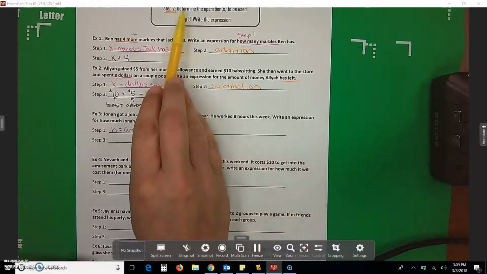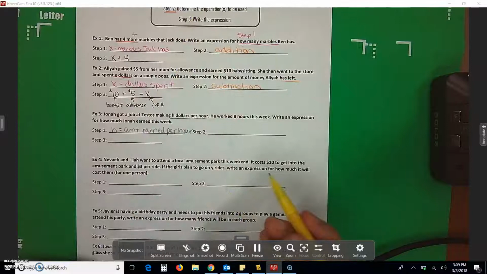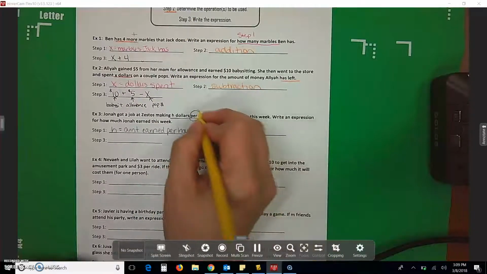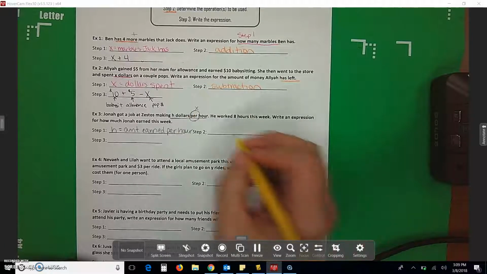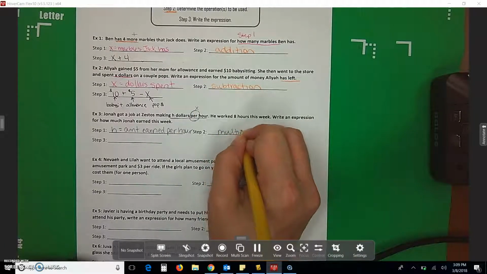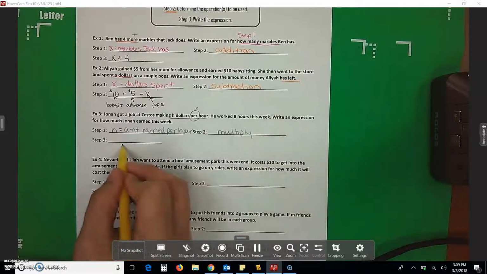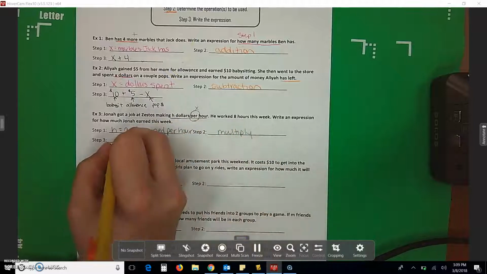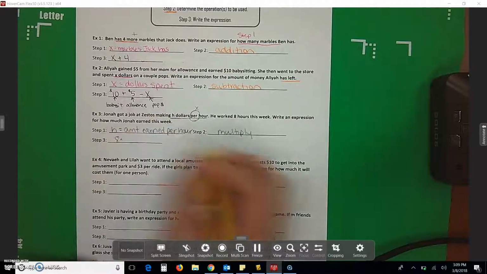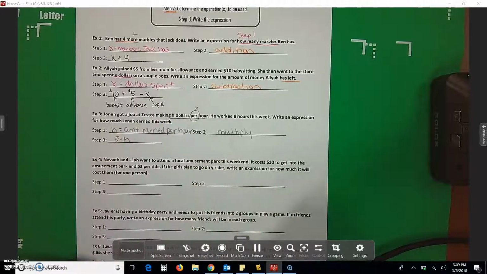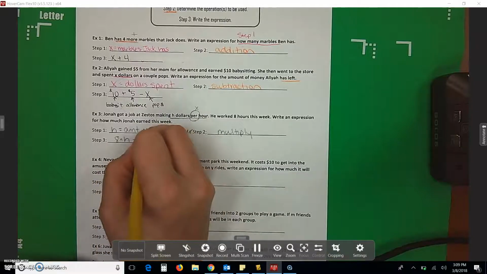Step 2, determine the operations to be used. Per, if we look back at our cheat sheet, per means times. So we're going to multiply. Step 3, write our expression. Well, he worked 8 hours. He gets paid multiply by our variable, so times h. And that's going to equal his money this week.